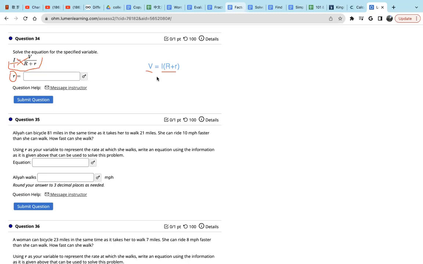We have, let me change the color. V divided by I, this divided by I. So I divided by I canceled. So now we have a capital R plus little r equals V divided by I. Now we just subtract R on both sides. Right? We'll move this R to the other side, becomes negative. So that's it. Little r equals V divided by I minus R. So put in this spot. 35.